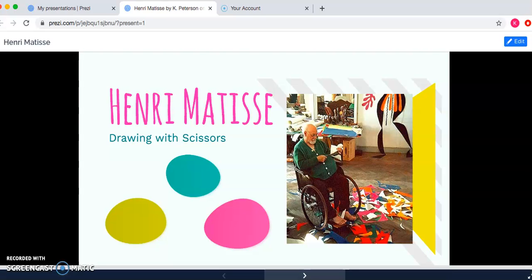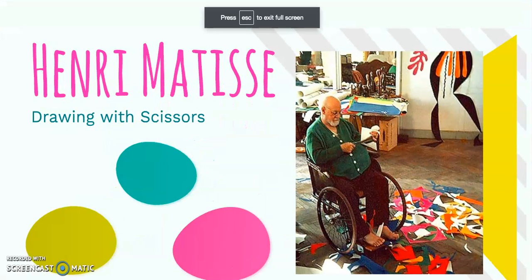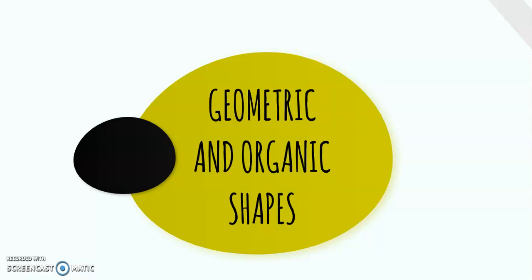Hi LCS students. Today we're going to be learning about an artist named Henri Matisse and how he drew with his scissors. Before we do that though, we have to talk about two kinds of shapes. So we're going to be talking about geometric and organic shapes.